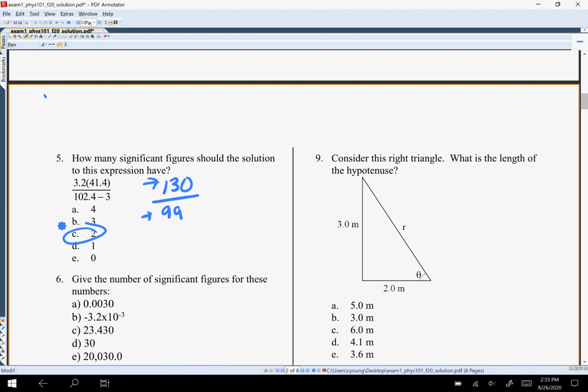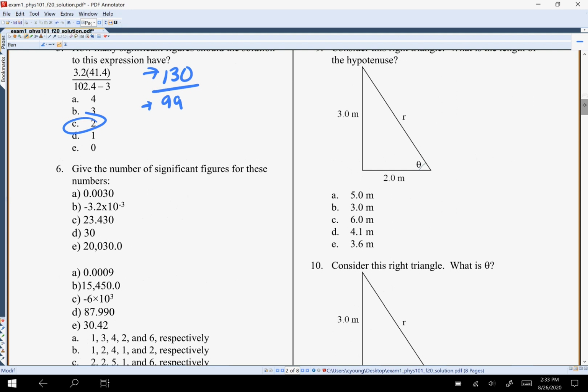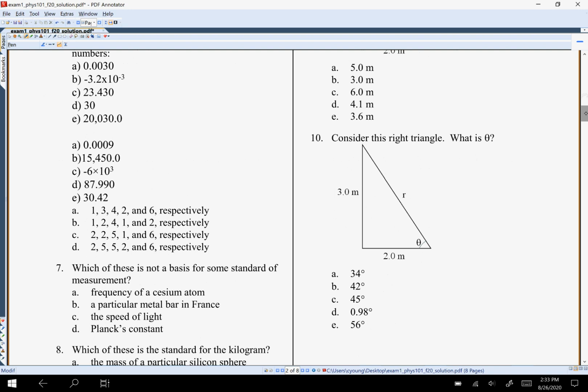How many significant figures are in these numbers? Oh, let's see. Looks like I had a problem here. Which one did I intend? I'll fix this on your exam. Hold on.